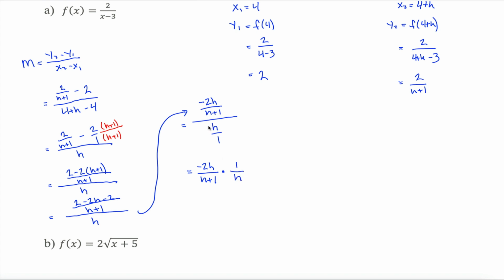Think about dividing by 3 is the same as multiplying by 1/3 if you want. The way you divide fractions is you multiply by the reciprocal of the denominator. In other words, flip the bottom part upside down. Nice thing happens when you flip the bottom part upside down. The h up here in the numerator and this h cancel out. And I'm left with just negative 2 divided by h plus 1.